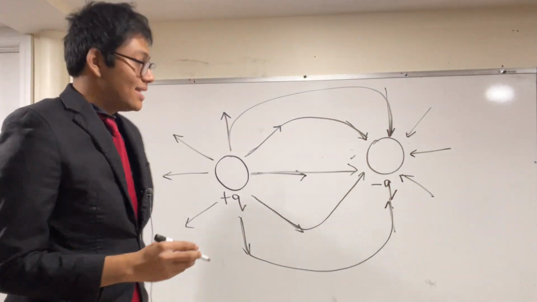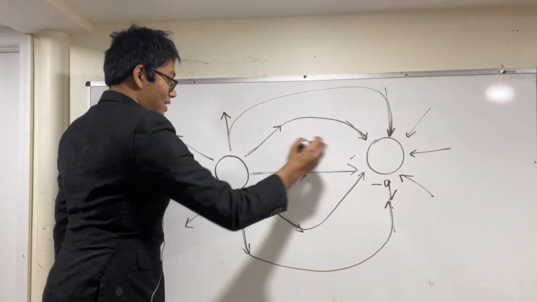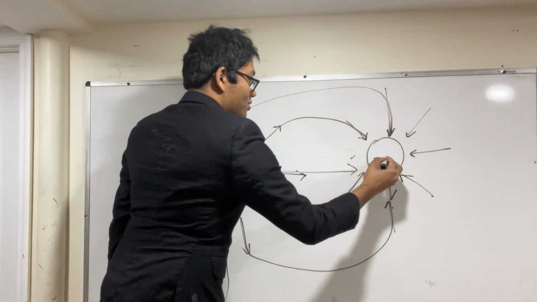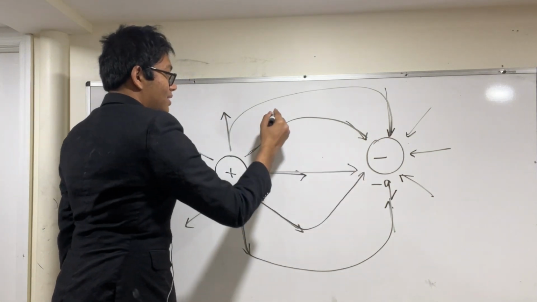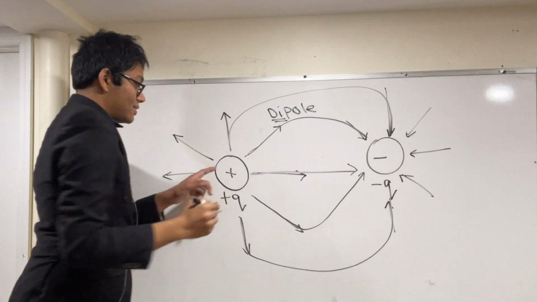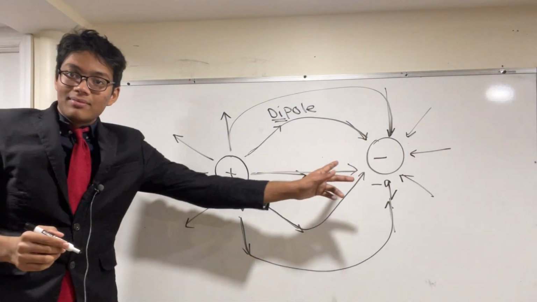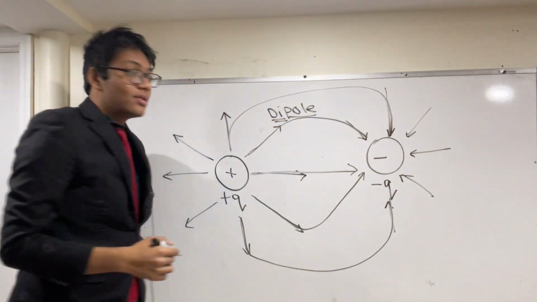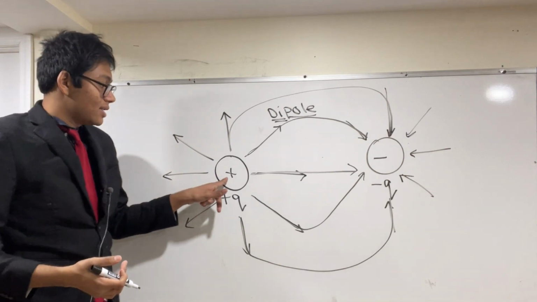Yep. This is why it's called a dipole: a plus charge and a minus charge is all a dipole is. Di, because there's two charges, plus and minus, and poles because they're of opposite polarity. One is plus, one is minus.